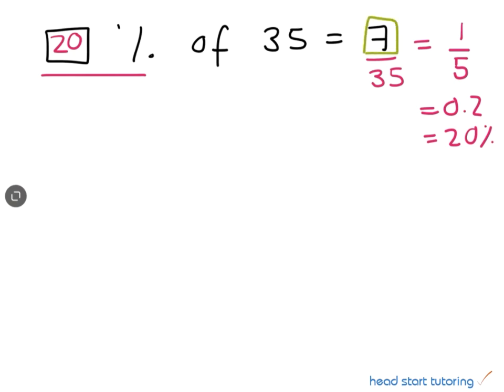Let's have a look at if we were to work this out with our 20%. We work out 1/5 multiplied by 35 over 1, and let's see if that gives us an answer of 7. What we can do here is cross cancel. So we divide our 5 by 5 to get 1. Divide our 35 by 5 to get 7, and we do indeed get an answer of 7.